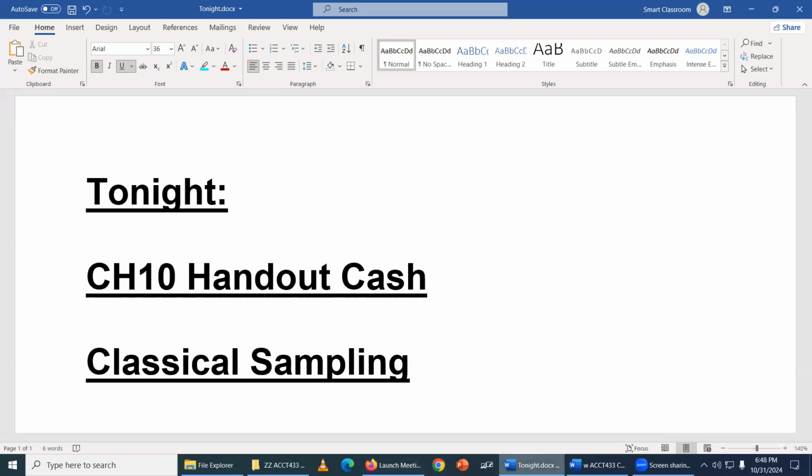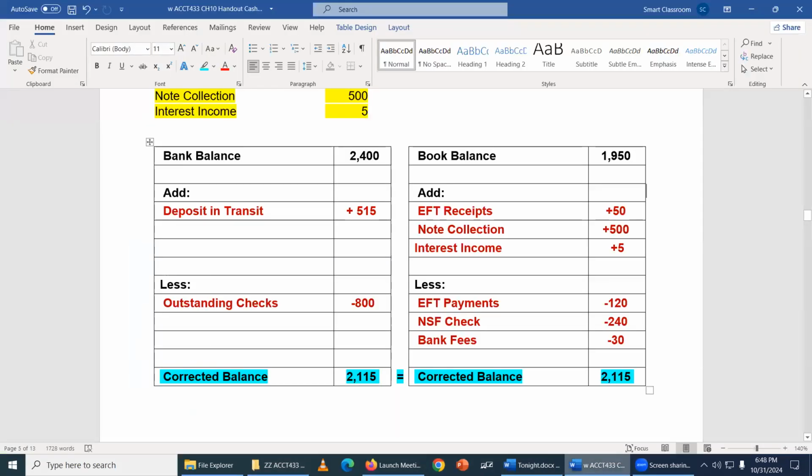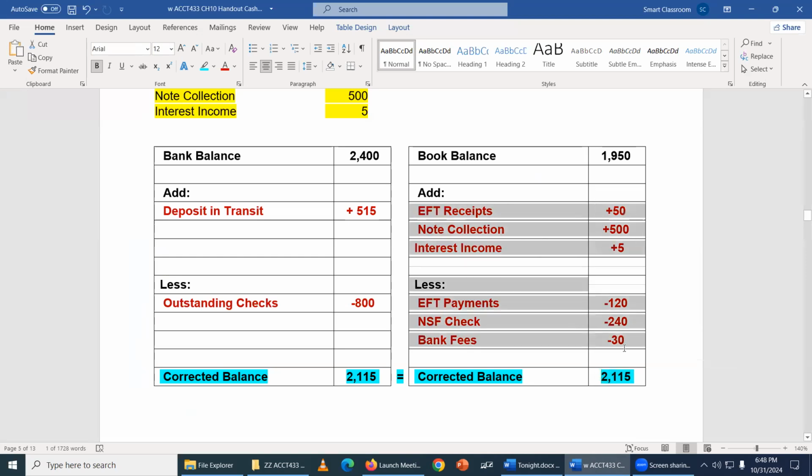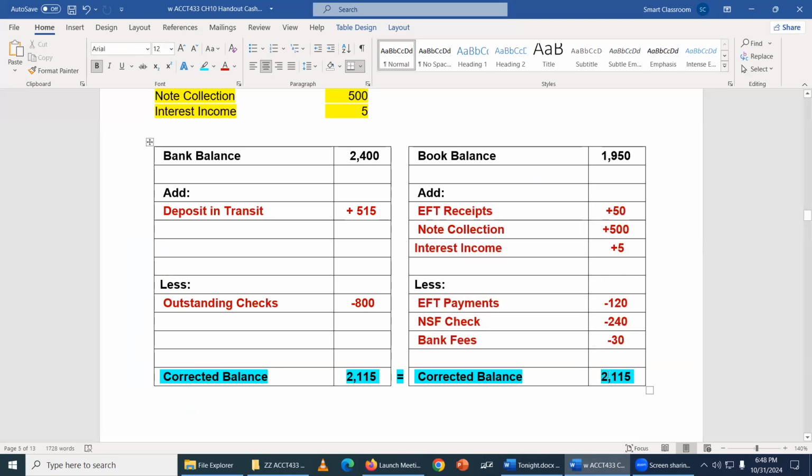You won't know your bank balance unless you do a bank reconciliation. So after we make journal entries for all these, then our book balance will be the 2,115. Sorry. Questions?